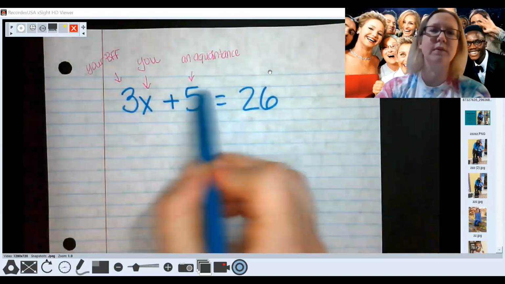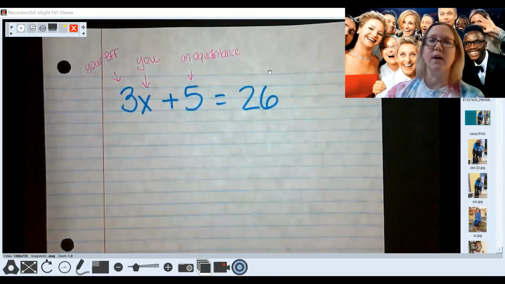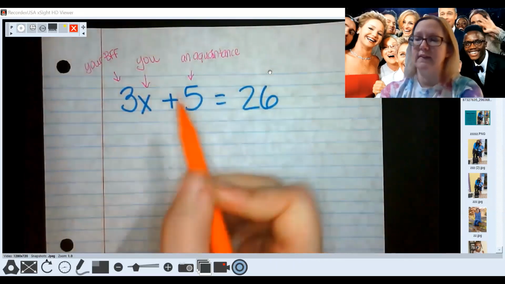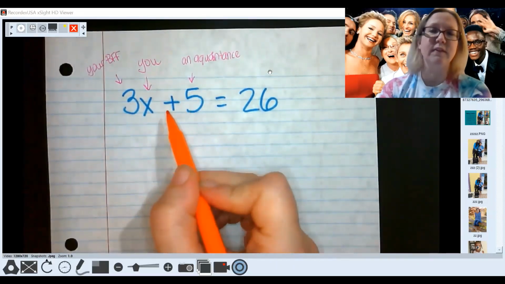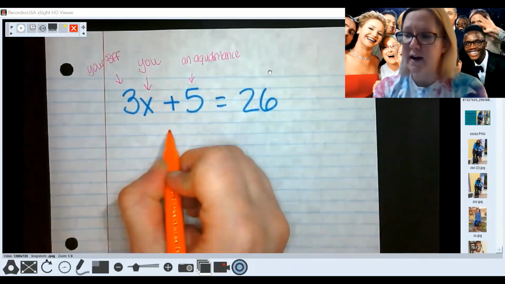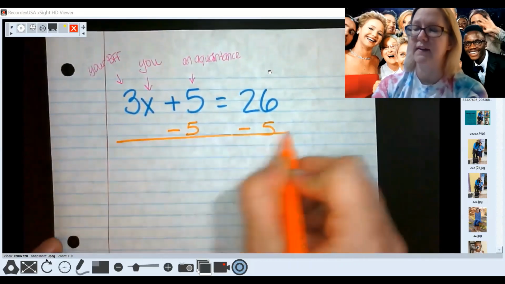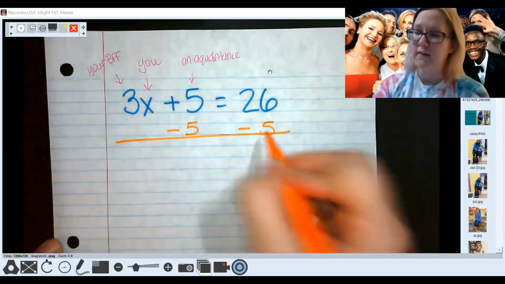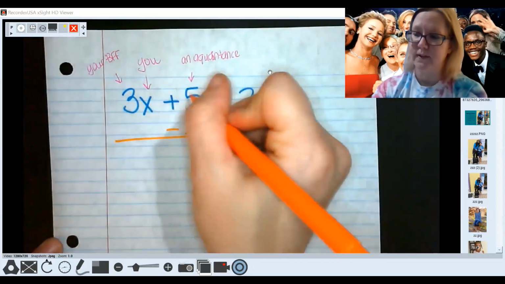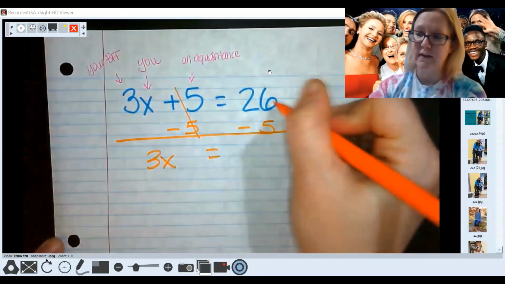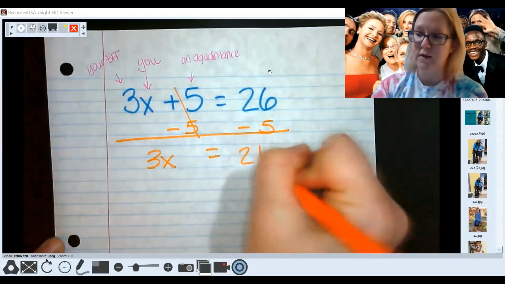So go back to what we did with one-step equations. Remember, we applied the inverse operation on both sides. Since the 5 is going to go first, the inverse of adding 5 would be to subtract 5. So my first step would be to subtract 5 from both sides of the equation. Then I'm left with 3x equals, and on this side, 26 minus 5 is 21.